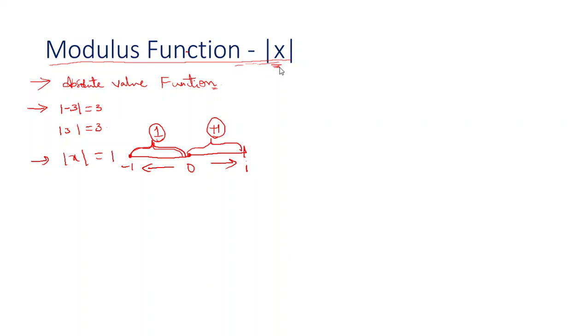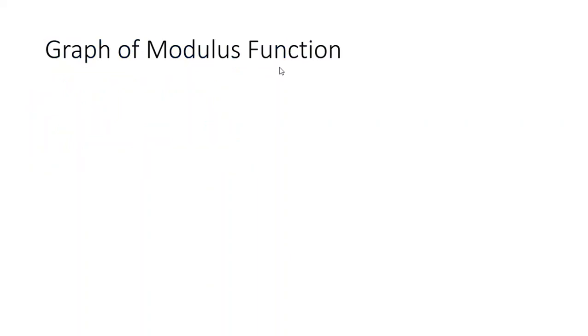Okay. Let us represent this modulus function in graphical form. So for instance, take f of x is equal to mod x. Then this is x when x is greater than or equal to 0, or minus x when x is less than 0. Please don't get confused with that. I am saying that the modulus function will always give positive output, then why is it minus x here? Because when x is less than 0, for example, let us take minus 1.